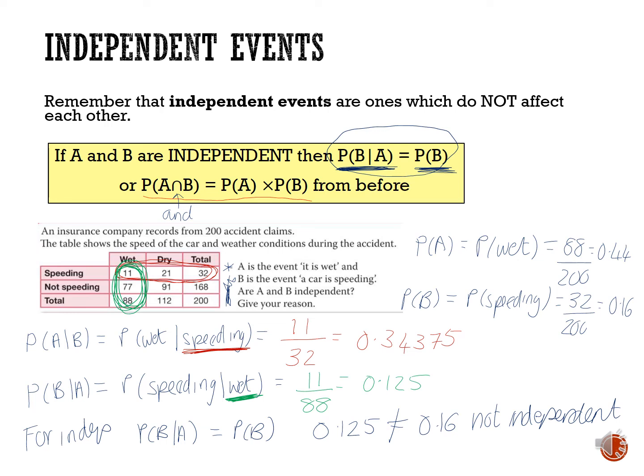Okay, and if we think about this within the context of the problem, this one here is the probability of speeding given that it's wet. This one here is the overall probability of speeding. Okay, the probability of speeding given that it's wet was lower. Well, that makes sense, doesn't it? If it's wet, you're probably not going to speed as much, so that's going to be a lower probability. So within the context of the problem, it makes sense that they are dependent events.